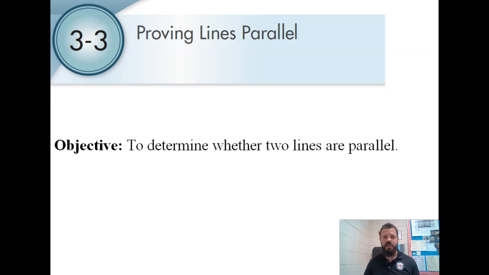Now, in the last two lessons, we gave you a lot of different vocab and a lot of different properties for that vocab. The nice thing about this lesson is we're really not introducing anything new. We're just looking at the same stuff from a different perspective. All right, so let's get going with 3.3.